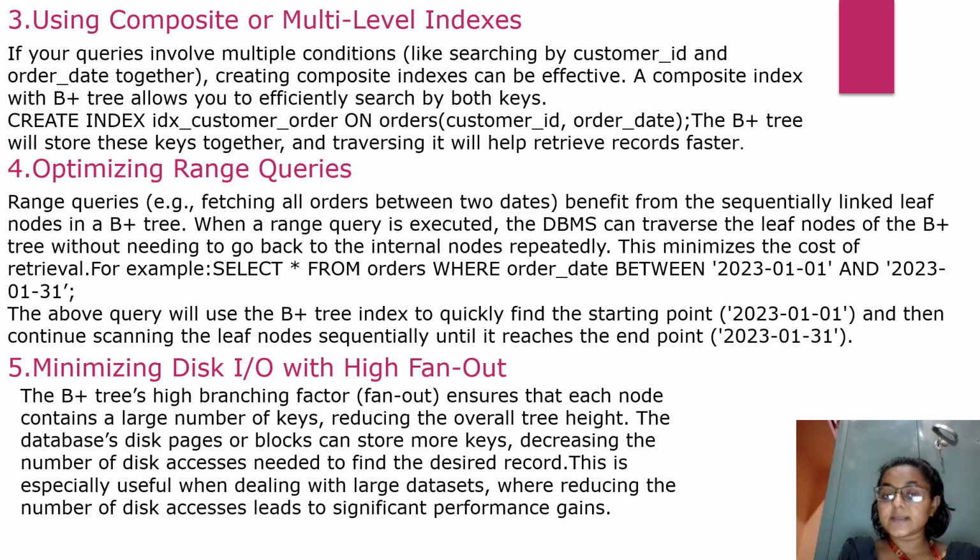High fan-out: the B+ tree's high branching factor ensures that each node contains a large number of keys, reducing the overall tree height, which speeds up data retrieval. The database's disk pages or blocks can store more keys, decreasing the number of disk accesses needed to find the desired record.